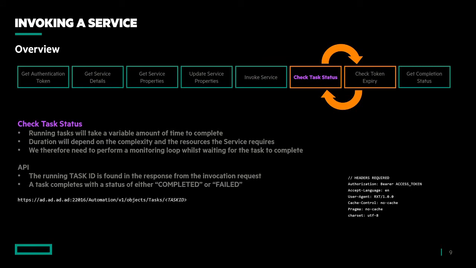Because the duration of a task will depend on its complexity, the resources it requires, and potentially any user input, we will need to monitor its progress. We therefore need to code a loop within which we will periodically call the REST API to check on the status of our task. Our code will continue to loop until the task status returns as either completed or failed.